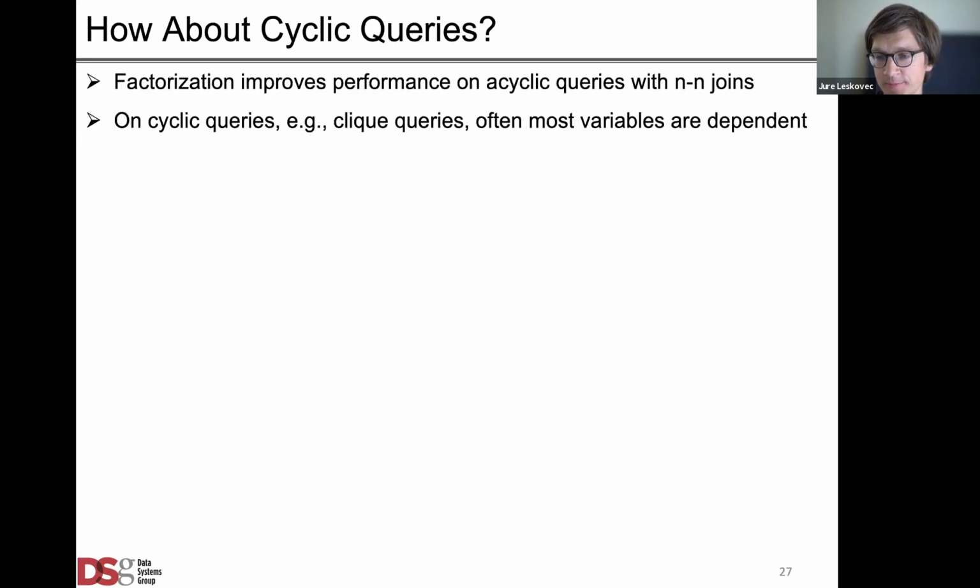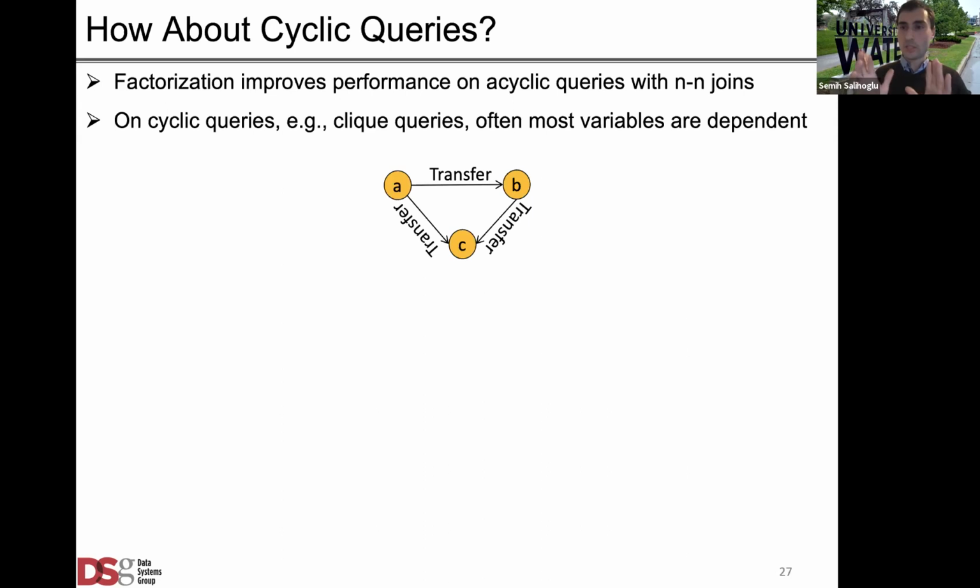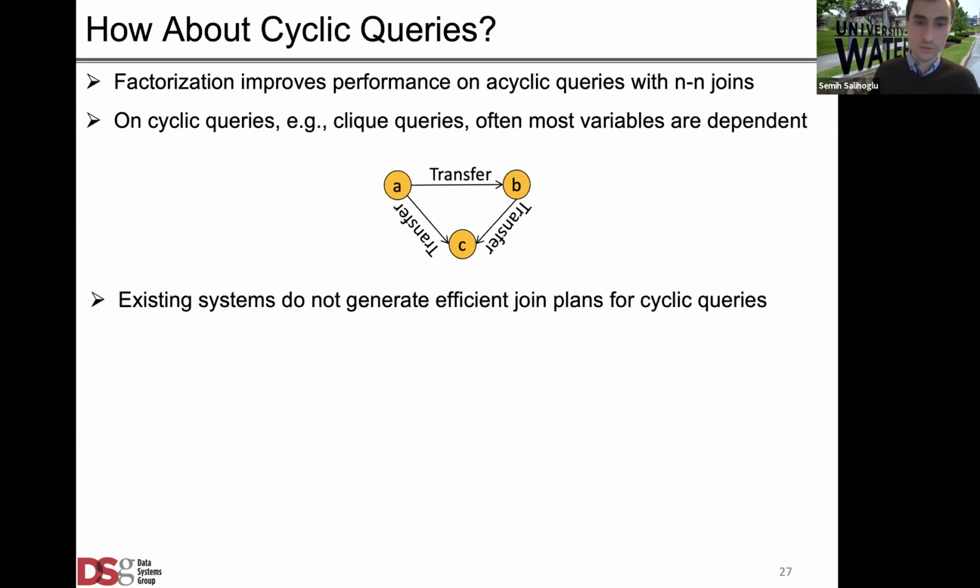Okay, all right. So factorization, that first technique that I described, primarily improves performance on acyclic queries with many-to-many joins. But on cyclic queries, for example clique queries, most variables are all dependent, so you can't really factorize them. Every variable depends on everything. It's difficult to find good factorizations. And existing systems also do not generate very efficient join plans for cyclic queries. So let me tell you about the problems of existing systems on this triangle query that I've been showing.